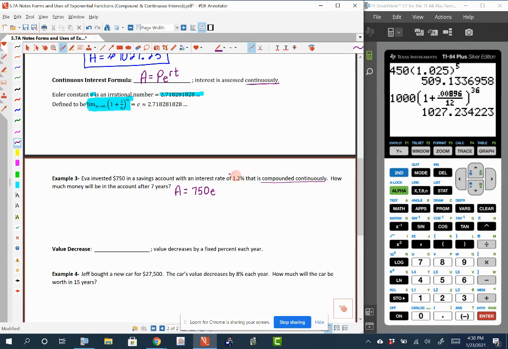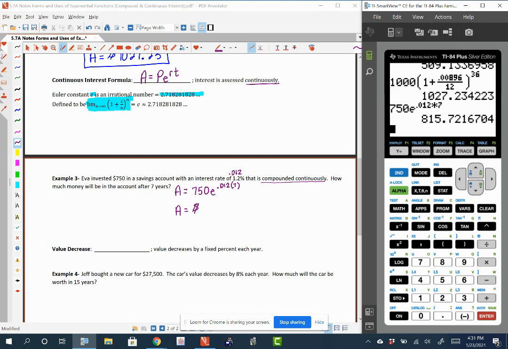Our rate, again, we want to move 2 places so that we have that as a decimal. So I'm going to put e to the 0.012 times t, which in this case is 7 years. So I'm going to put this into my calculator and figure out the final amount that she's going to have after 7 years. So we're going to start with 750 times E. So I'm going to go ahead and push that second LN button to get that E. And notice it already is telling me there needs to be an exponent. So for us, we're going to do 0.012, and then we need to multiply that by 7.